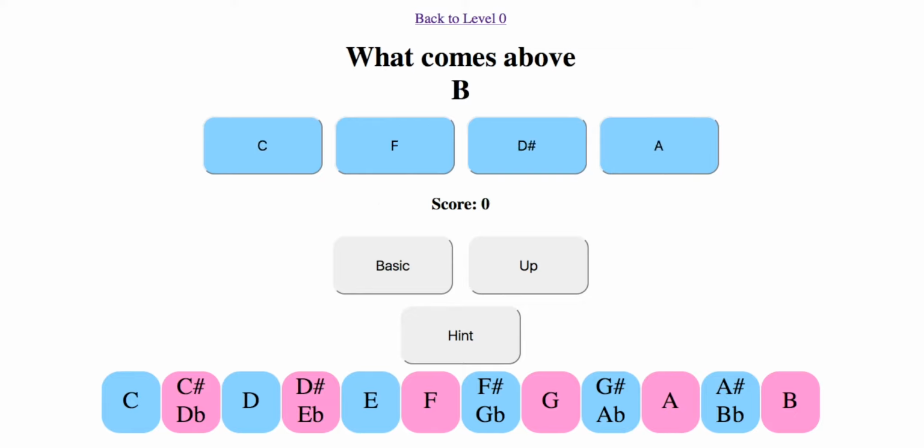Here's an example with B. After B, there is no note, right? But don't forget that this pattern recycles. Okay, so after B, you just start over. So the next note is C.